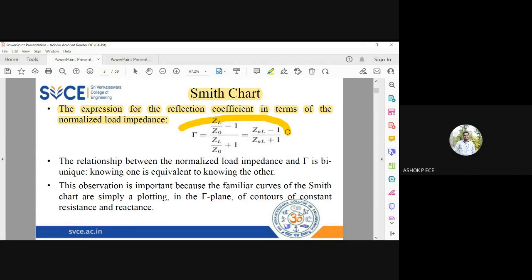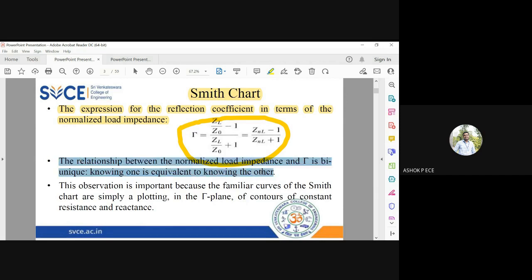So if you consider this tau to have a real part and an imaginary part, A plus jB, and ZNL will also have a real part and an imaginary part, if you cross multiply and separate the real term and imaginary term, that will beautifully come to an equation of a circle. That derivation is actually a part of UG. In PG, we don't have the derivation. We just have to understand that the basic Smith chart derivation starts here.